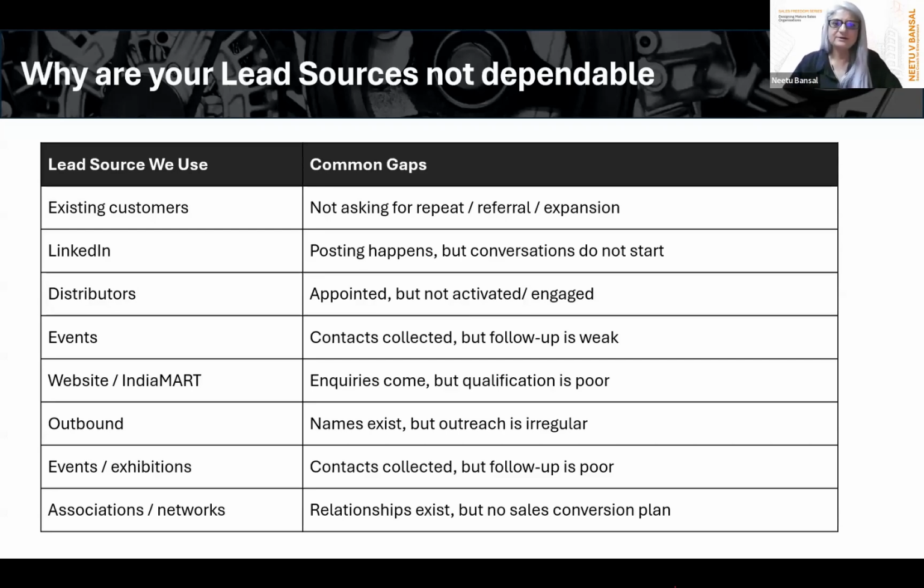Okay, there is a poll over here. You can try that out. Pick up one of the lead sources that you have and tell me why you think it's not working. Anybody? You can also enter the poll.